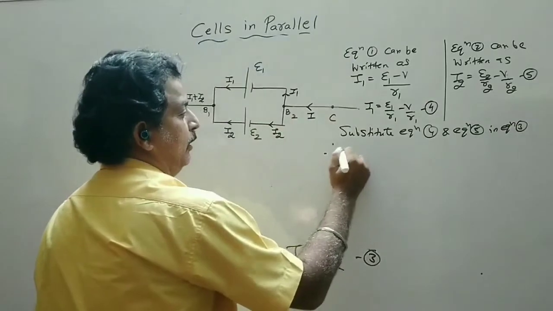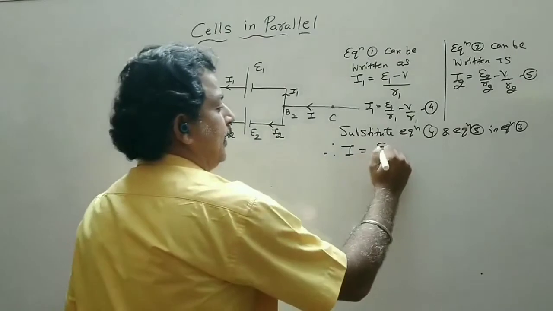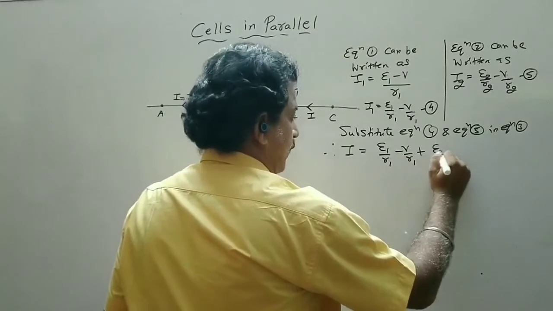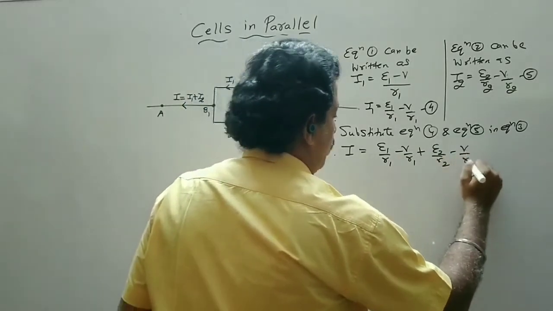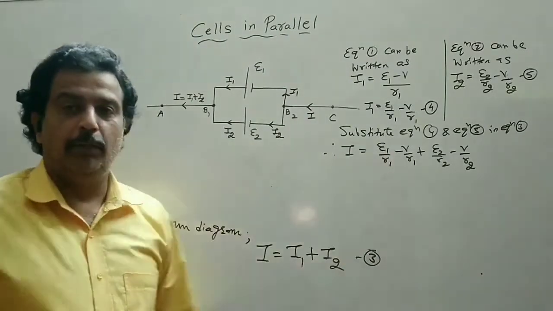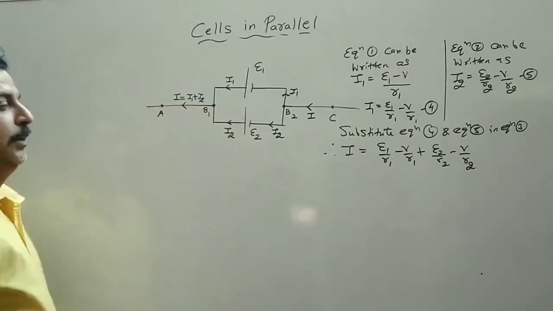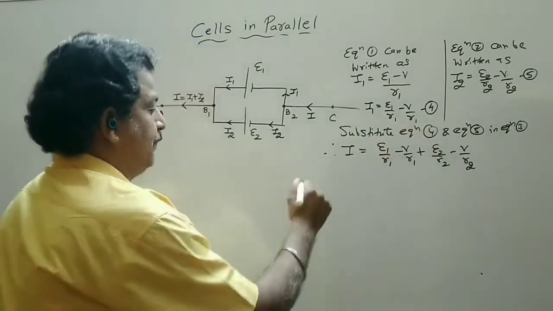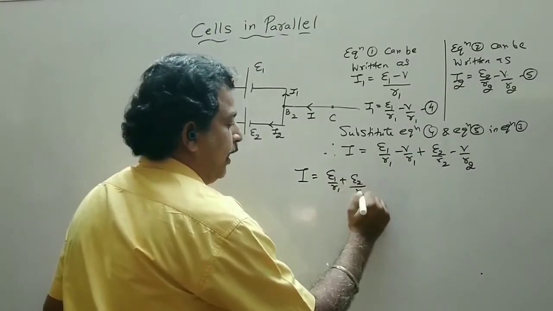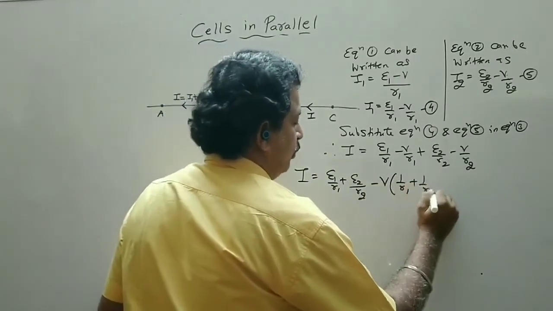Therefore, I is equal to I1 plus I2. So that is E1 upon R1 minus V upon R1 plus E2 upon R2 minus V upon R2. We always have to find the terminal potential difference so that we can draw an equivalent diagram. Now if I rearrange this term, I will be written as E1 upon R1 plus E2 upon R2 minus V times 1 upon R1 plus 1 upon R2.